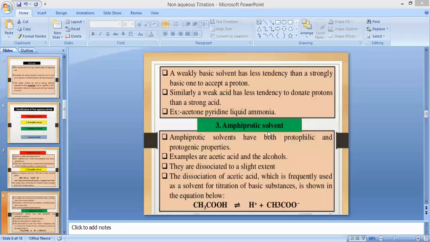Amphiprotic solvents are the non-aqueous solvents that have properties of both protogenic as well as protophilic ones. They can either donate as well as accept the proton. An example of an amphiprotic solvent is glacial acetic acid.